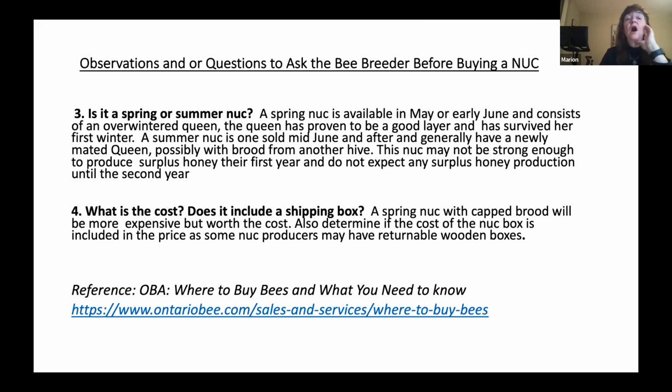And also, what is the cost of it? Costs vary. It can be $250 for a nuke, depending on who your breeder is, or that's just an approximate. Does it include a shipping box, or do you have to get that shipping box separately? So there's a great reference on the OBA website about where to buy bees and what you need to know.